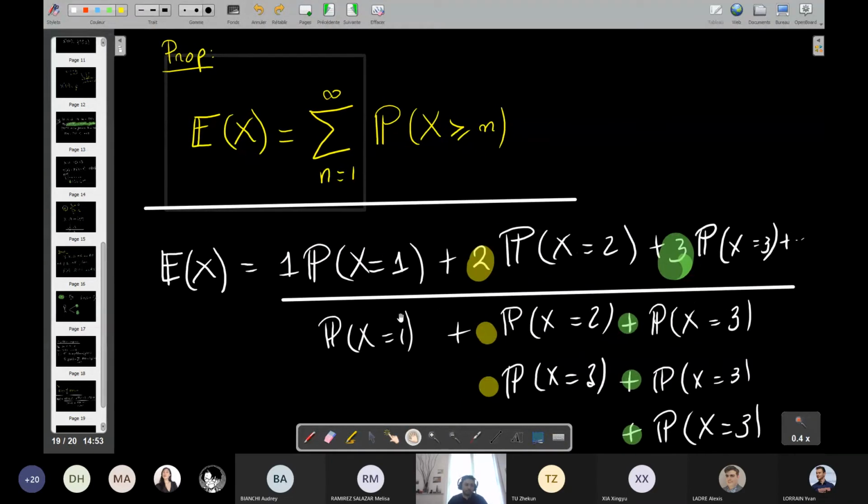and you get the same result as before. So this is a useful property. The expectation is the sum of the probability that the random variable is bigger than the value n, and you make that sum over n. Okay, any question about that? Yes, any question? Just one question about the definition you showed before.